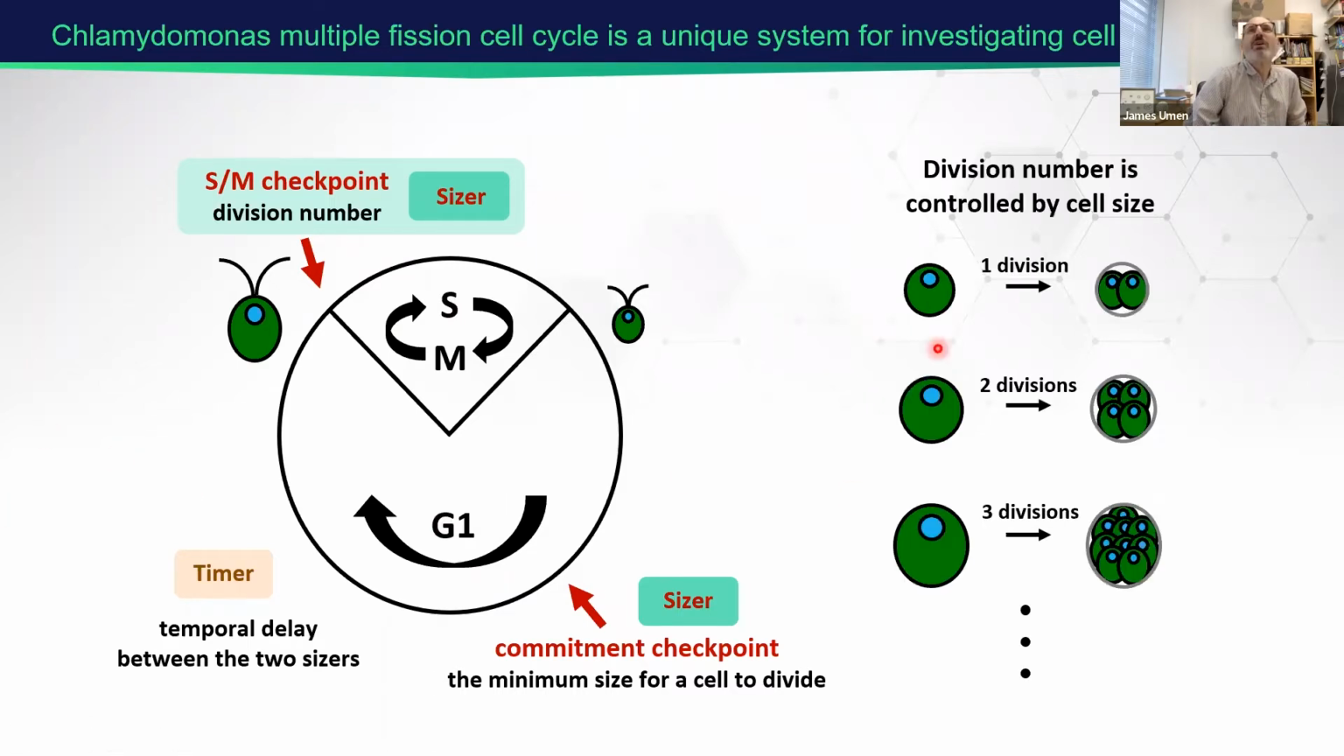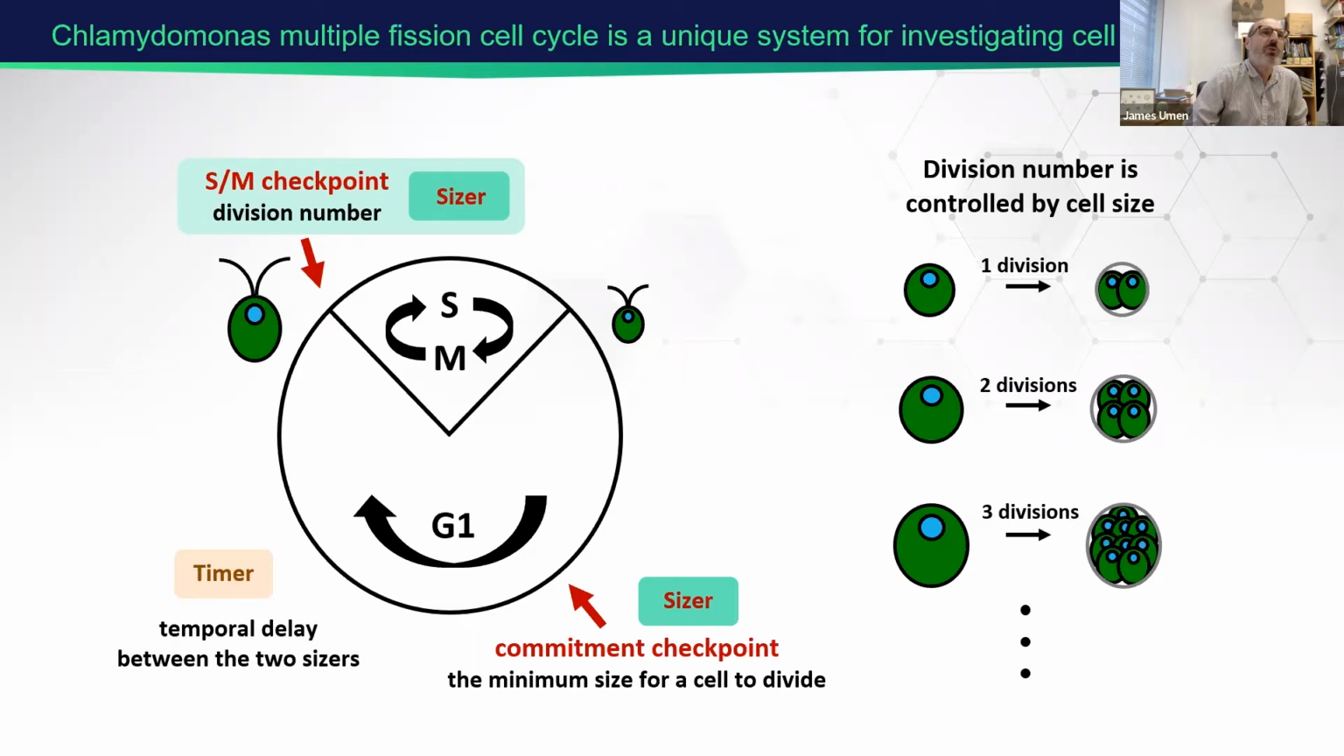So the general rule is the bigger the mother cell gets, the more times they divide. So there's not a prescribed number of divisions. The division number is adjusted to mother cell size, and so they have this kind of biological counting mechanism where they know how big they are and convert that into the correct number of divisions. And we're really interested in how this biological sizer works.